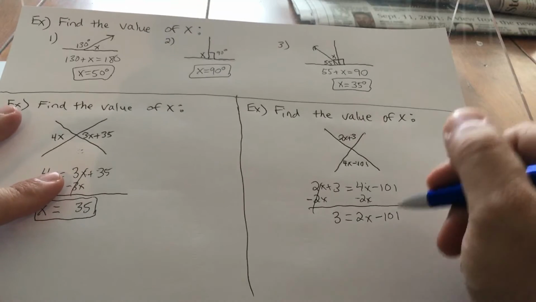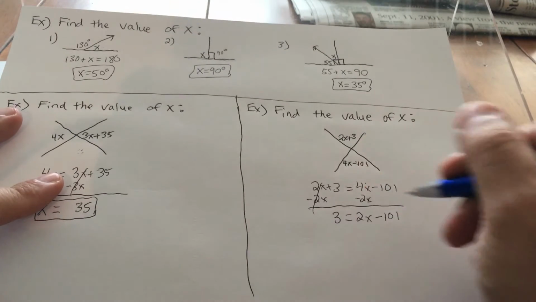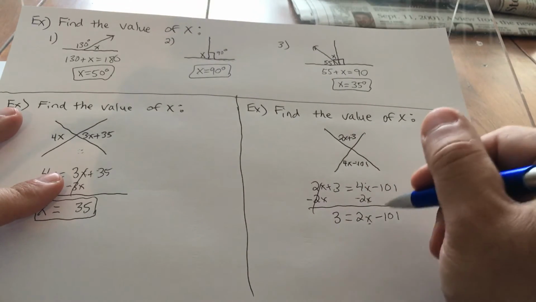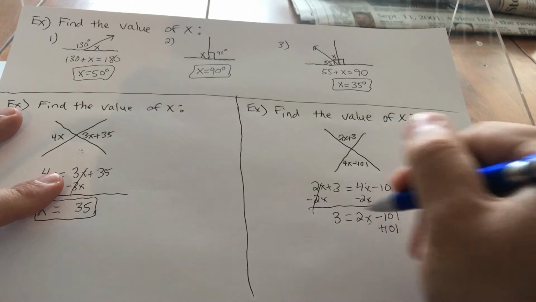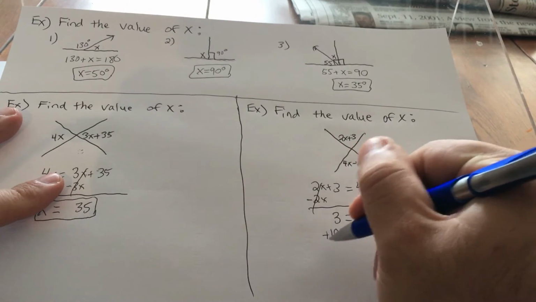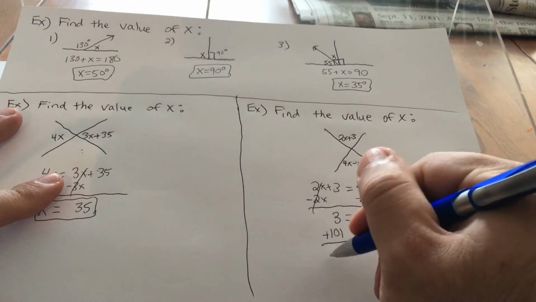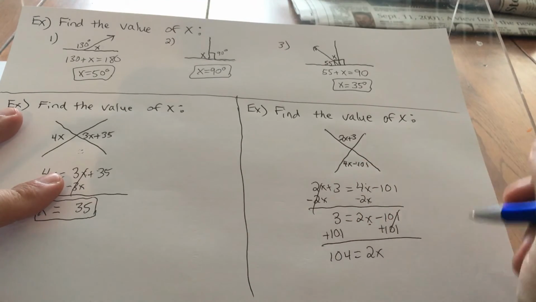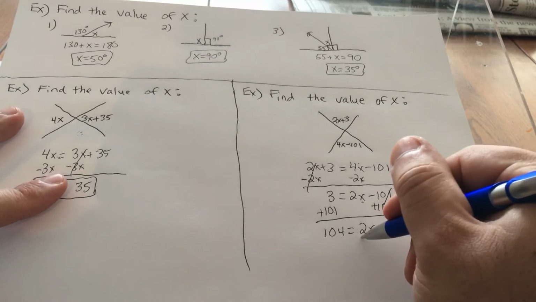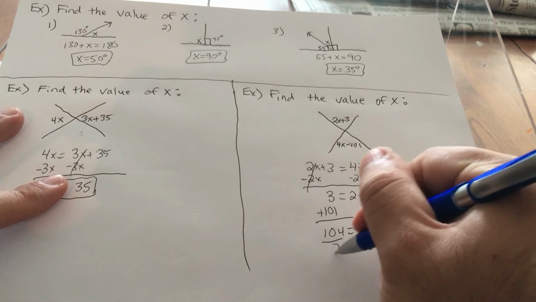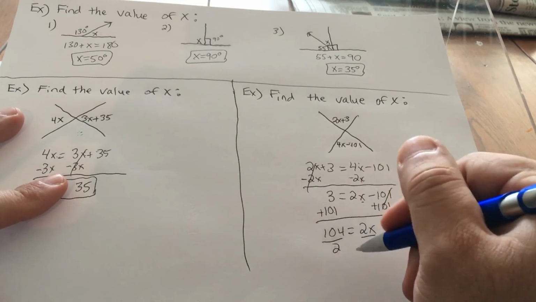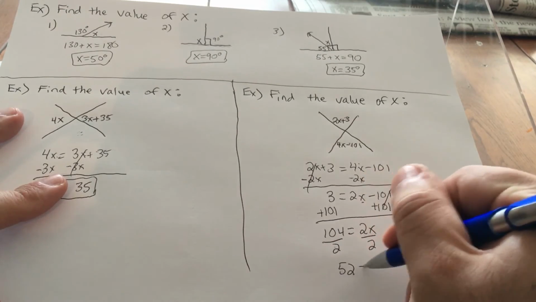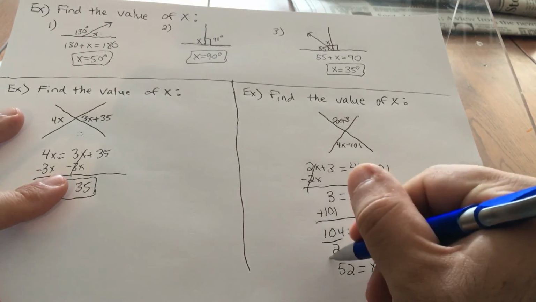All right. Then we have to get the 101 away from the x. Our goal is to get x by itself. So I have to add 101 to both sides. So 3 plus 101 is 104, 2x, and then these cancel out. And then finally, to get x by itself, you're going to divide both sides by 2. 2 will go into 104 52 times. So x is equal to 52.